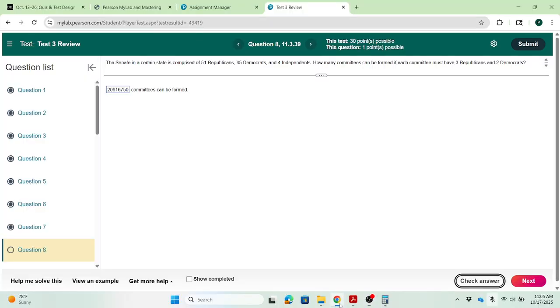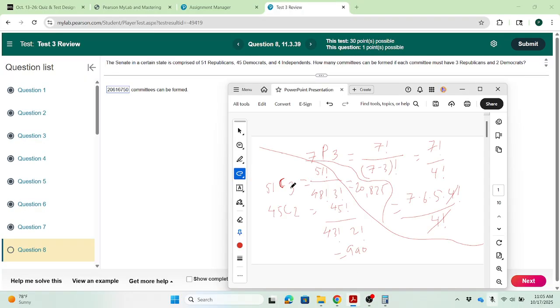To answer this question, you have to find out how many different ways you can choose 3 Republicans out of 51 and 2 Democrats out of 45, using the combination formula, because ABC and CAB are the same thing in a committee. So this is the formula: 51 factorial divided by 48 factorial times 3 factorial. And for the Democrats, it's 45 factorial divided by 43 factorial, which is 45 minus 2, times 2 factorial. If you use a calculator, this is the value you get for the first one, and this is the value for the second one.